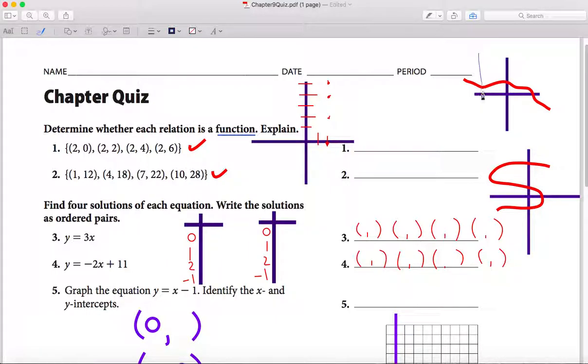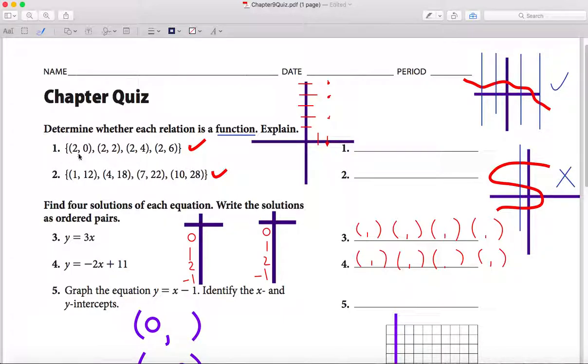And if I can draw a vertical line and it only passes through one of the points on the graph, then it is, yes, a function. Whereas if I draw a vertical line and it passes through more than one, then no, it's not a function. So that's one method. For the first two problems on the quiz, you have a set of ordered pairs.